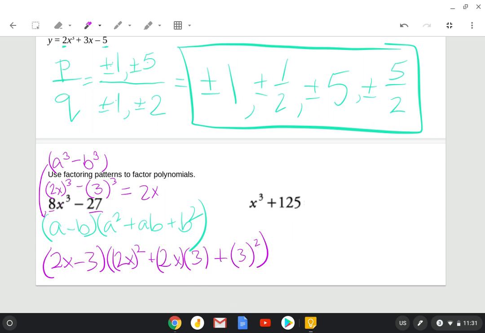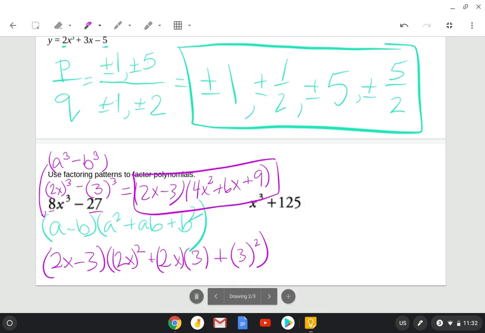All right, and then I'm just going to jump up here and put the final answer here. I get 2x minus 3 times 2x squared, which is 4x squared, plus 2x times 3, which is 6x, plus 3 squared, which is 9. And so that would be the final answer for that.